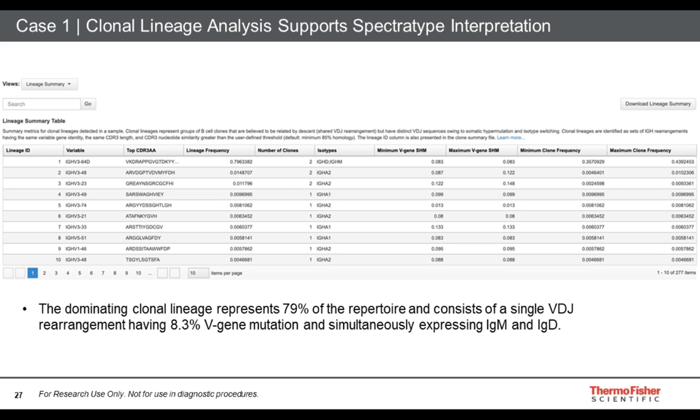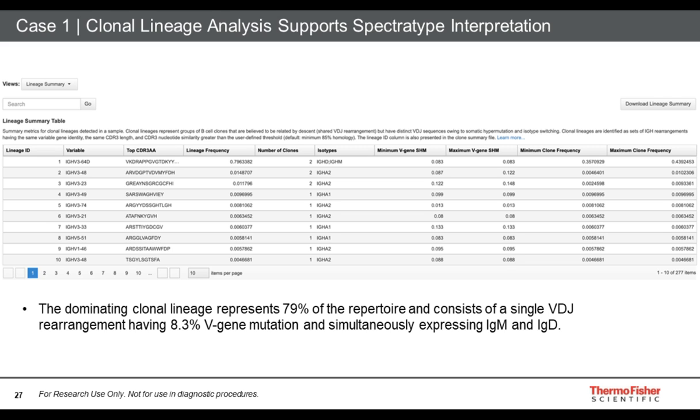And if we take a look at the lineage summary table, again within Ion Reporter, this provides a breakdown of the features of each clonal lineage. And so the lineage ID number 1, the most abundant clonal lineage, consists of two clones expressing IgM and IgD and having a combined frequency of nearly 80% of the repertoire. So clearly this is an abnormal sample consistent with CLL.